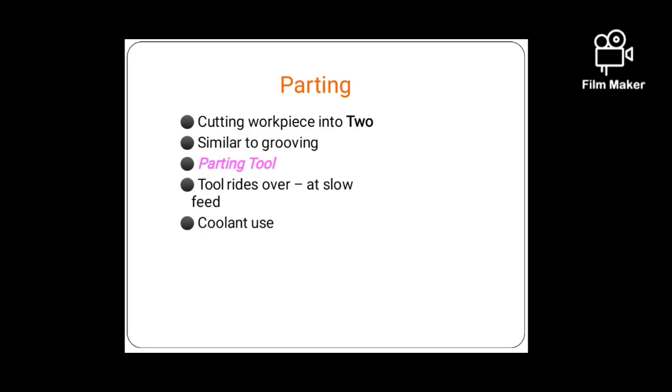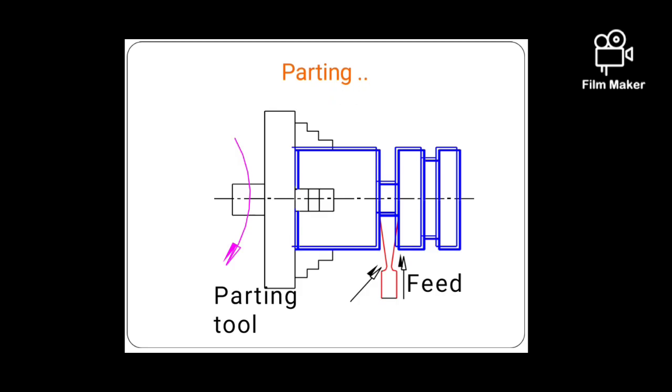Parting cuts the workpiece into two. It is a dividing tool, similar to grooving. A parting tool is used to do the parting operation. The tool rides at slow speed. During the parting operation, coolant will be used. This is a graphical diagram of the parting operation.